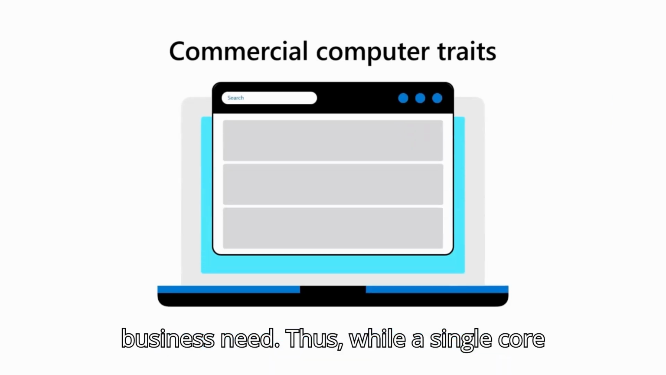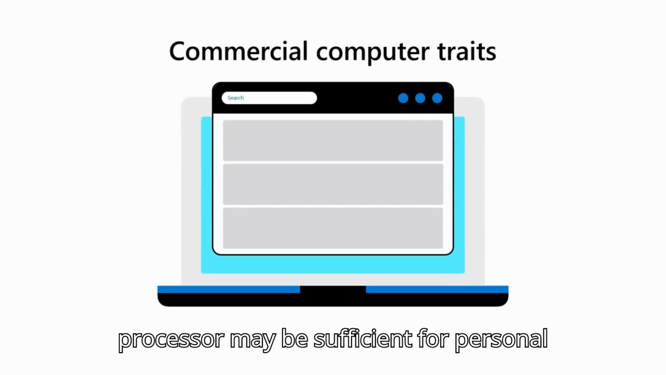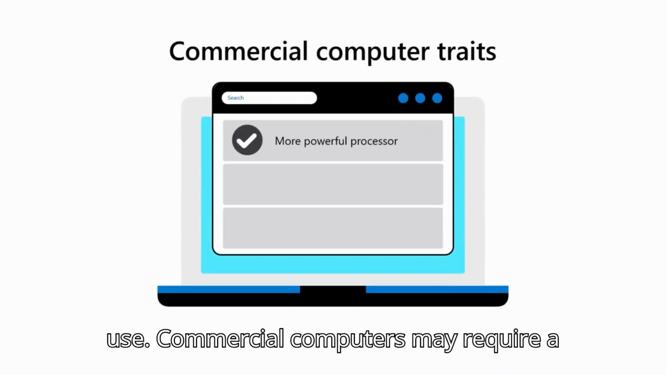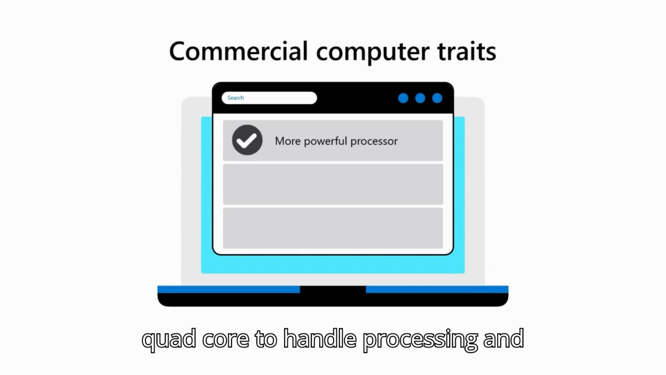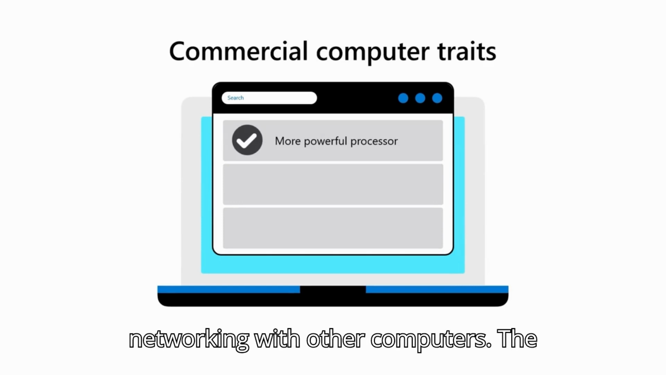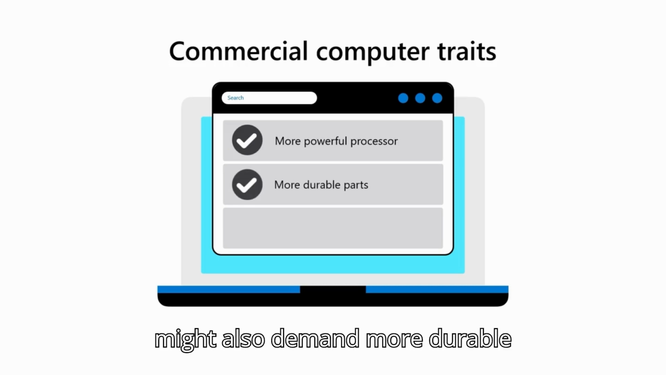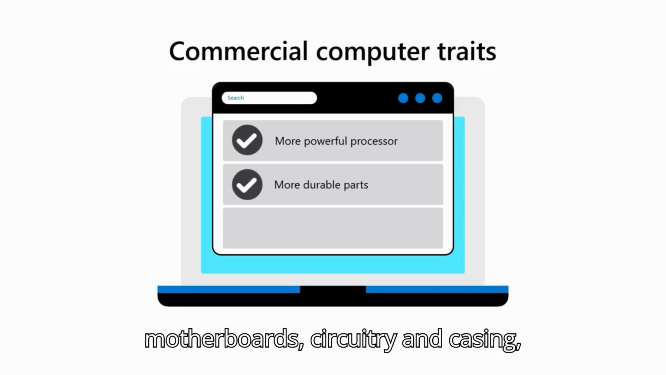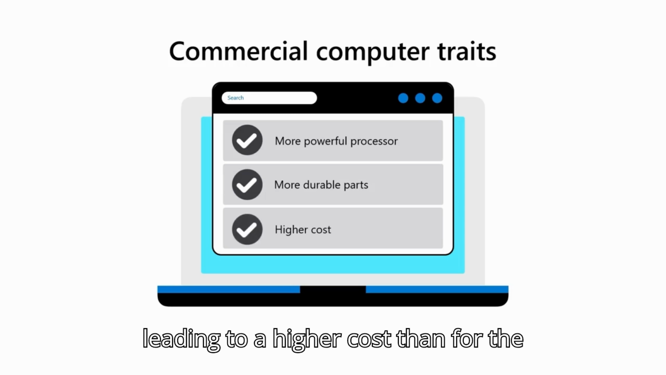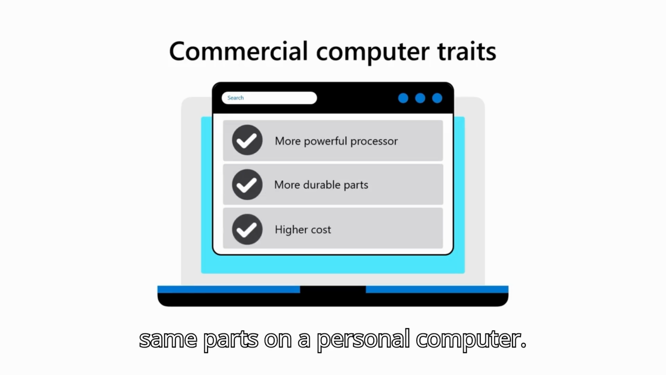Thus, while a single core processor may be sufficient for personal use, commercial computers may require a quad core to handle processing and networking with other computers. The larger workloads on commercial computers might also demand more durable motherboards, circuitry, and casing, leading to a higher cost than for the same parts on a personal computer.